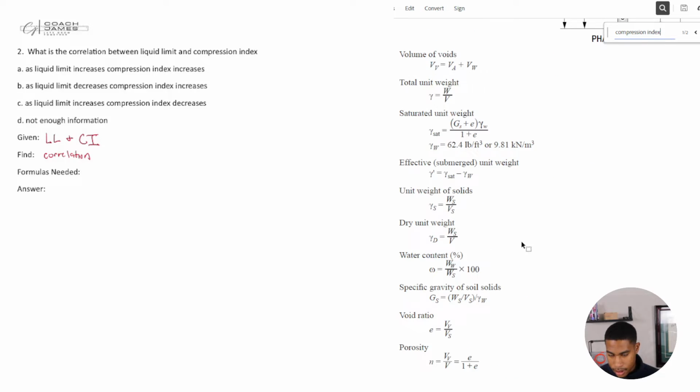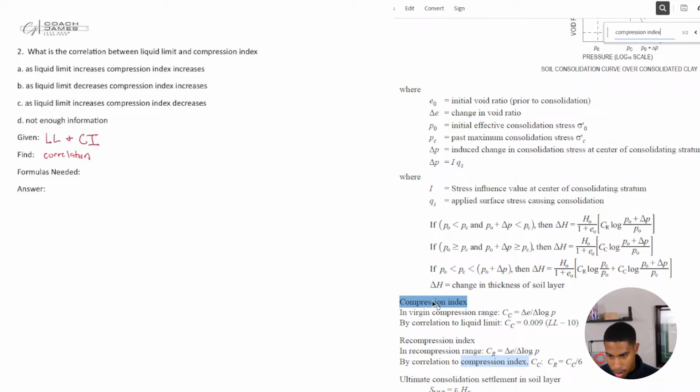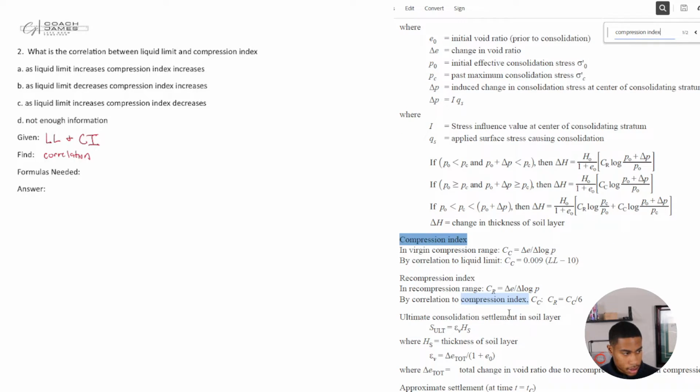I'm assuming CC is compression index, but yeah. Okay, so compression index would be CC, and then recompression index is denoted by CR, and then they bring in a correlation to compression index, which is again CC. Okay, so compression index is in fact CC, right?